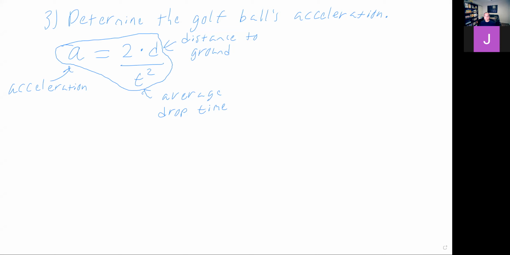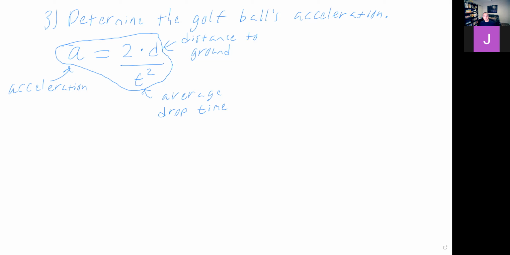So really cool formula that you'll get to use later on in your science career and right now. So this formula is defined as follows. A stands for acceleration, and the acceleration is 2 times d, the distance that the golf ball drops to the ground, divided by t squared, where t is the average drop time.